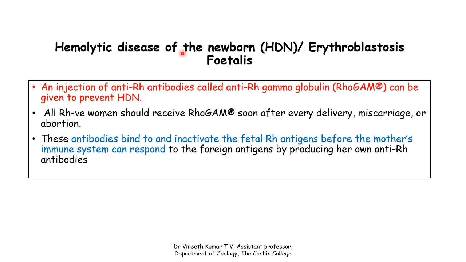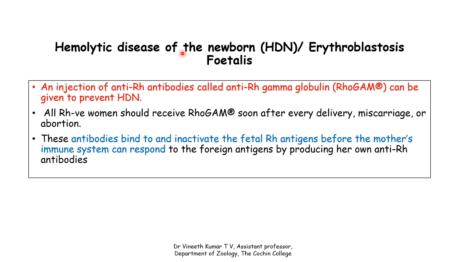Nowadays, our blood groups and the Rh factors are strictly monitored. If the woman is Rh negative and her husband is Rh positive, an injection of an antibody called anti-Rh gamma globulin, whose trademark is ROGAM, can be given to prevent this hemolytic disease of the newborn. All Rh negative women will receive this Rogam injection soon after the delivery, or, if it is unmonitored, after the miscarriage or abortion.